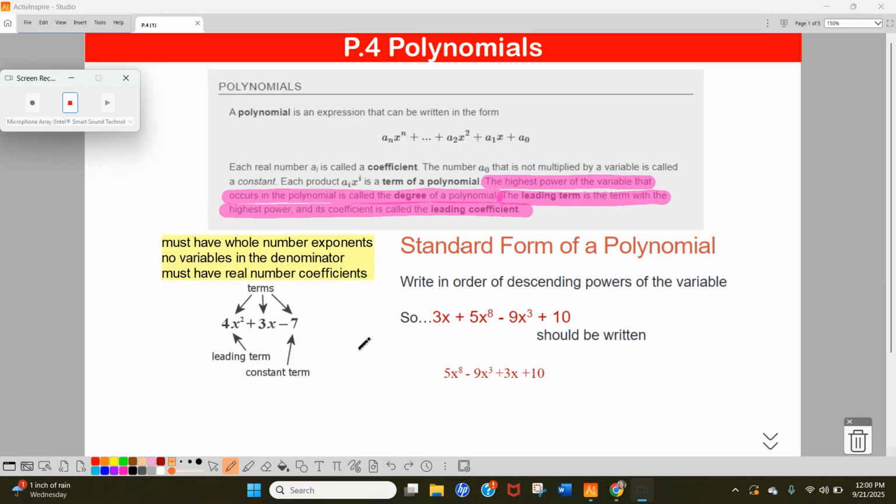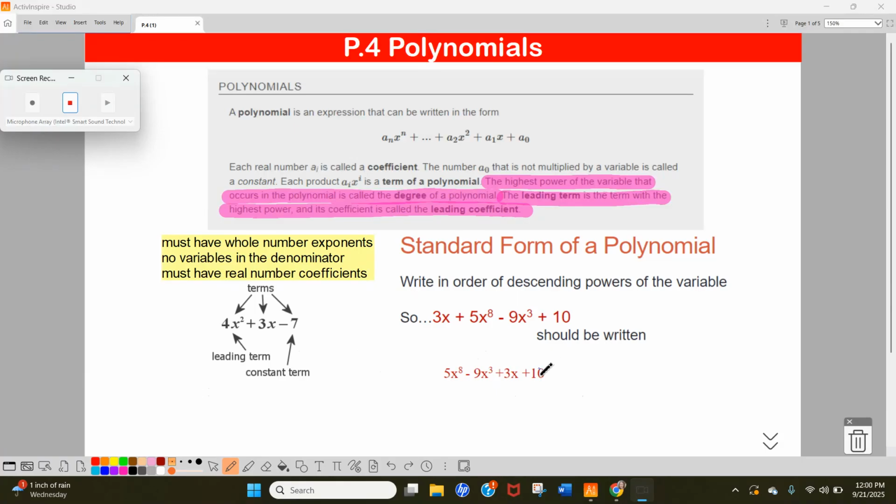So here we have 1, 2, 3 terms. The one without the variable is the constant term. The one with the biggest exponent is going to be the leading term, because they're always going to want standard form, which means they want the biggest exponent first. So your leading term is always going to be the one with the biggest exponent. If I write this one in standard form, the 5x to the 8th becomes my leading term, and then my constant would be 10 over here.